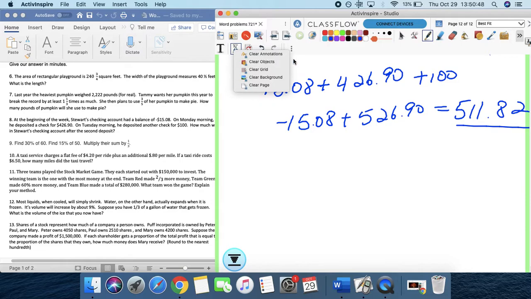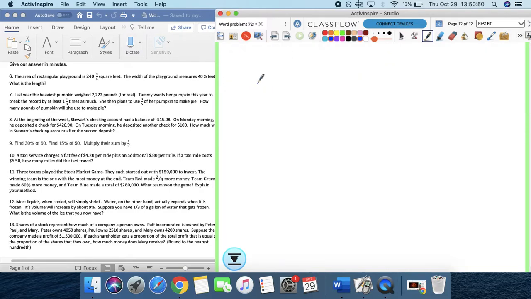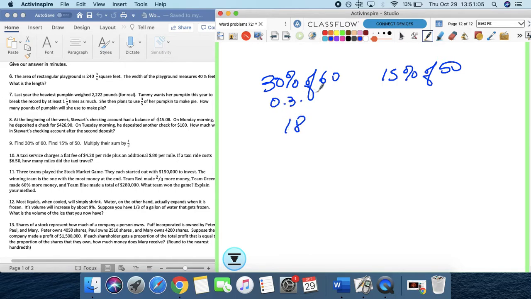Find 30% of 60. Okay, I can do that. So 30% of 60, and then find 15% of 50. So 30% of 60 is going to be 18, right? 0.3 times 60. And 15% is 0.15 times 50, right? That's going to give us $7.50.